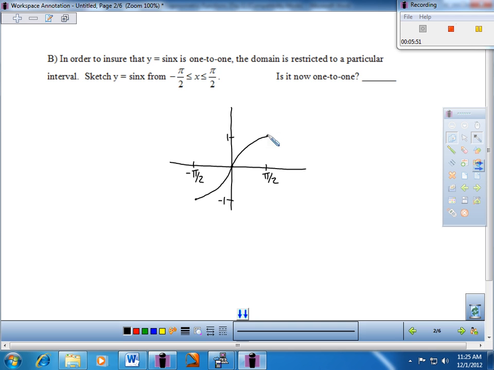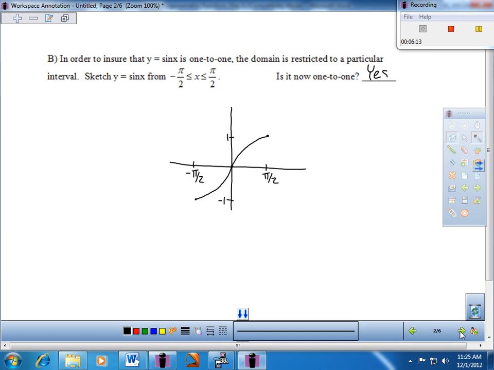What I've done now is restricted the y equals sine of x graph to a particular domain interval. Only this part of it, from negative pi over 2 to pi over 2. And guys, of course, this is why these notes worksheets are great. Is it now one-to-one? Absolutely, of course. Put a big yes in there if you would. And so now that we've restricted the sine function to just this particular interval, will the inverse of this function be a function independently? Sure. And that's what we're going to look at.